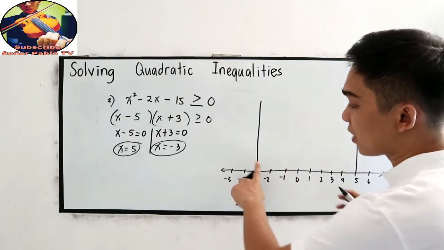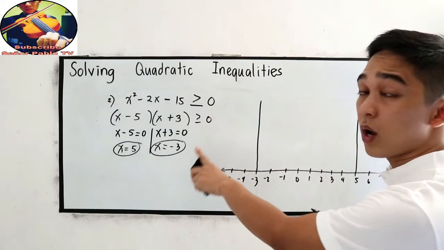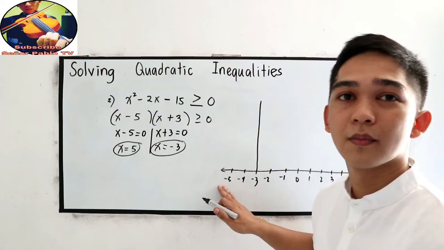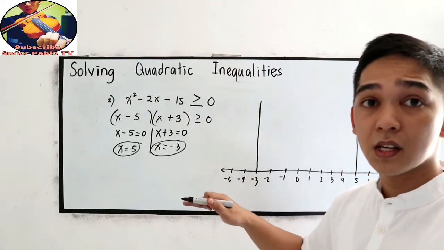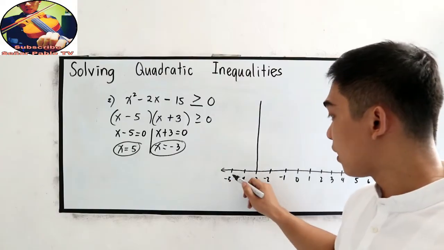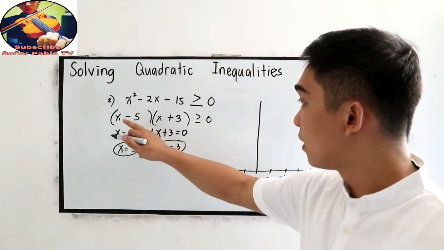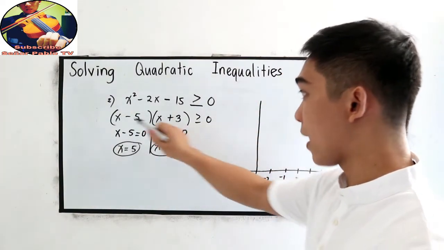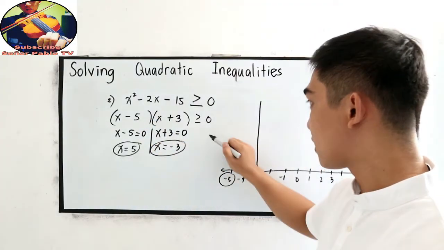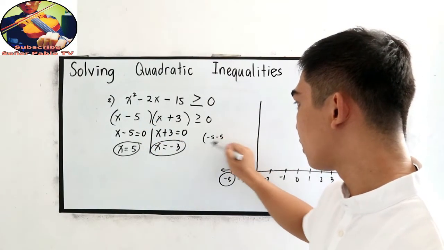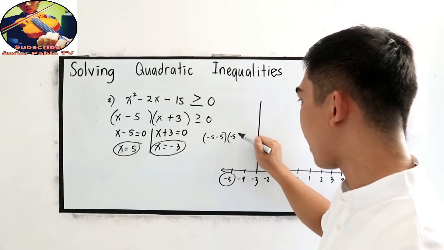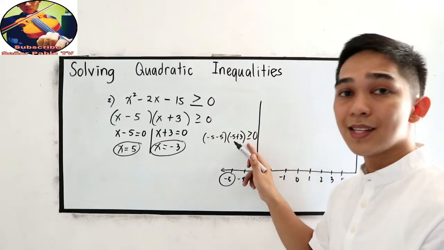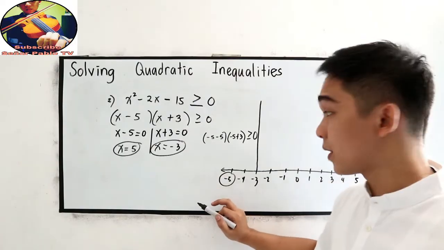whether the left side of negative 3 satisfies our inequality or not. So pick a number on the left side of negative 3. Negative 4, negative 5, negative 6, negative 7, it's up to you. Let us choose negative 5. Copy the factors. X minus 5. So my x is negative 5 minus 5 times x is negative 5 plus 3. Greater than or equal to 0.